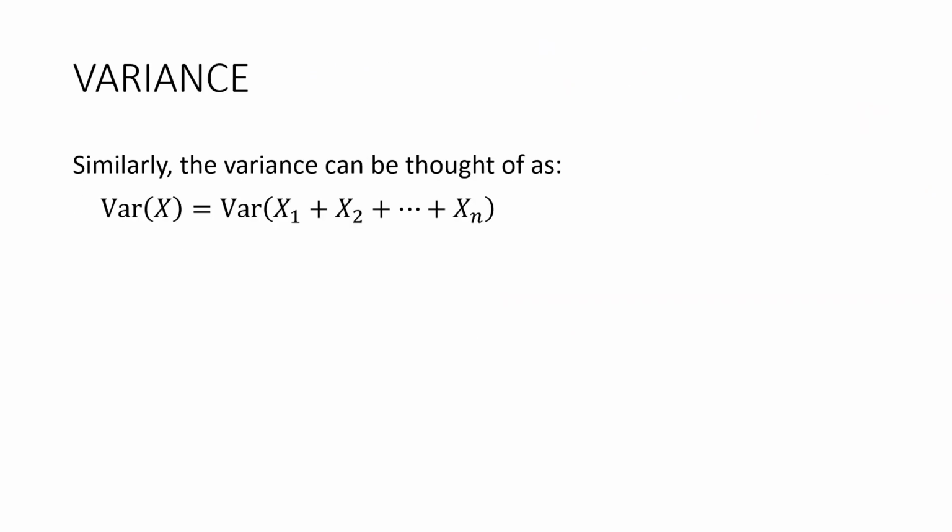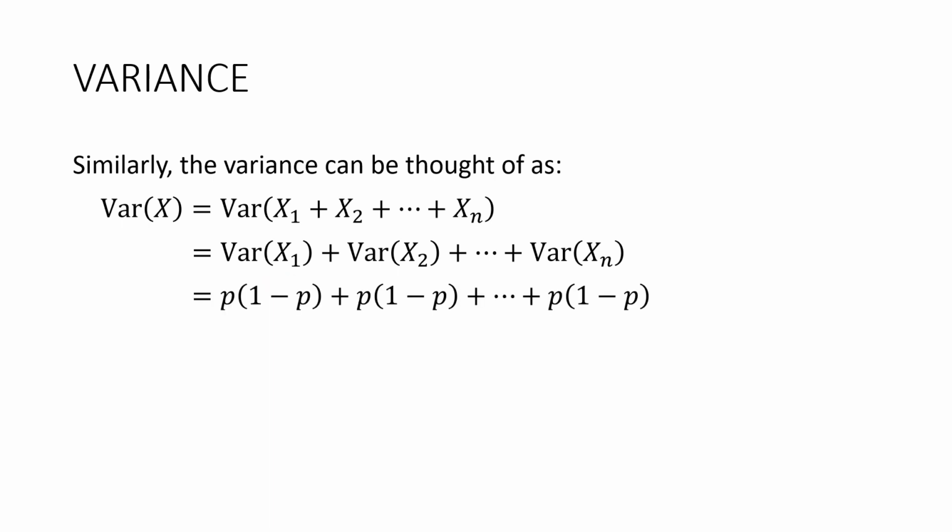And variance can be thought of the same way. The variance of our binomial is equal to the variance of each of the individual Bernoulli trials added together. We can rewrite that as variance of X1 plus the variance of X2, etc. Now, we learnt that the variance of a Bernoulli random variable is p multiplied by 1 minus p. And there are n of them. So this gives us our formula: np(1 minus p).